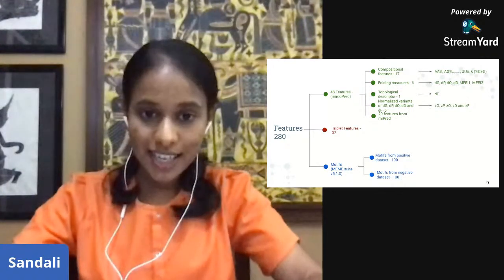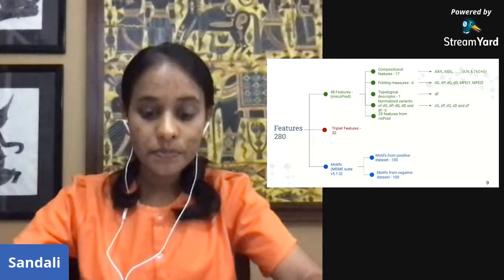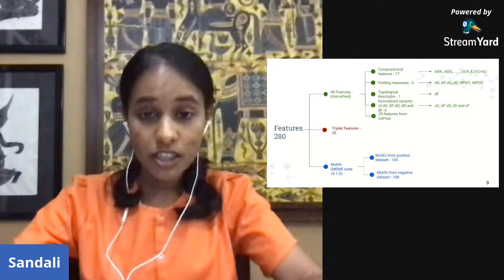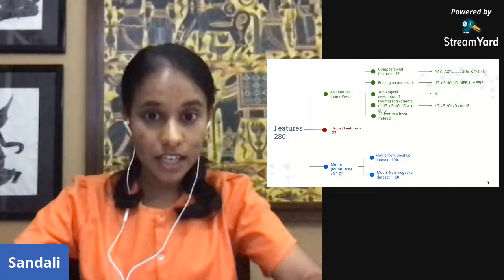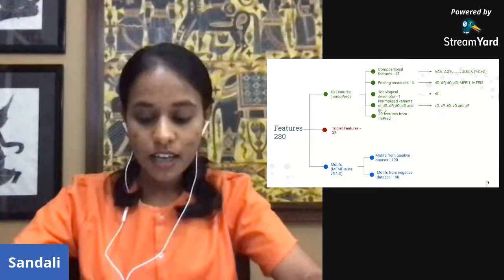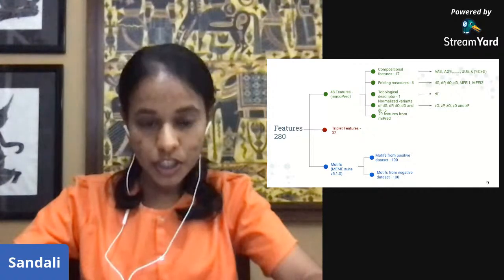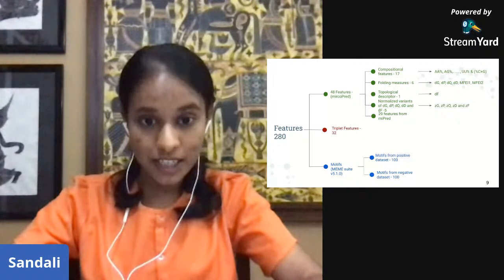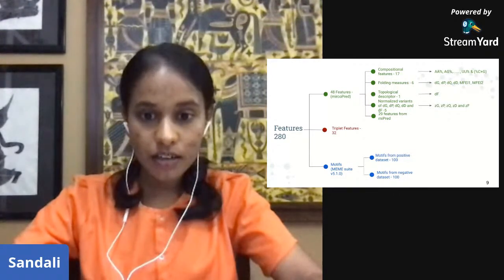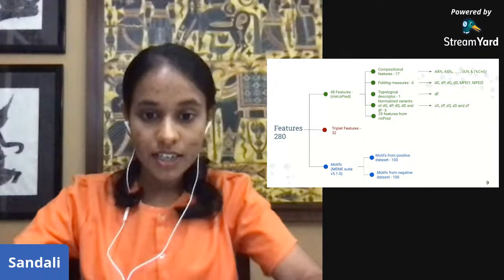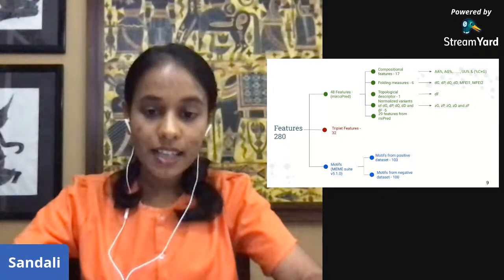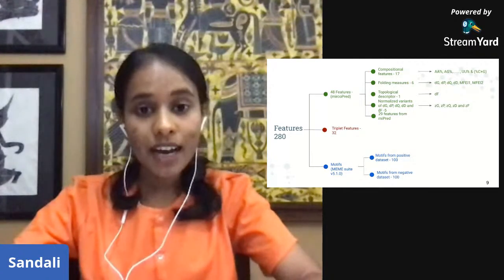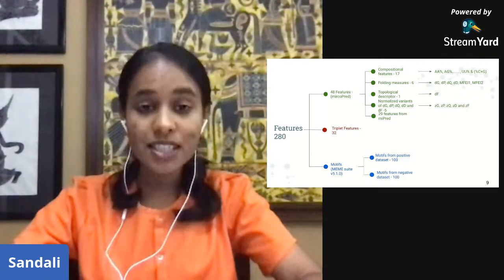The next feature set is motifs. They are short sequences which occur frequently among a set of pre-microRNAs. We used MEME suite version 5.1.0 to discover motifs. We discovered 100 from the positive training dataset and another 100 from the negative training dataset. Finally, there are 280 features considered.